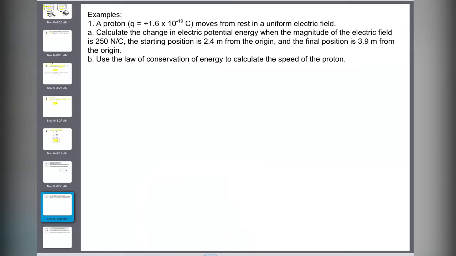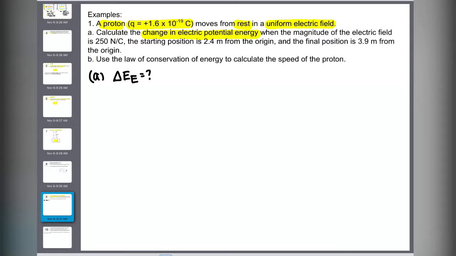Okay, question. A proton, it tells you that the charge of the proton is 1.6 times 10 to the negative 19 coulombs, moves from rest in a uniform electric field. Part A asks you to calculate the change in electrical potential energy. So what symbol would that be? Let's just decode it. I am looking for the change in electrical potential energy.